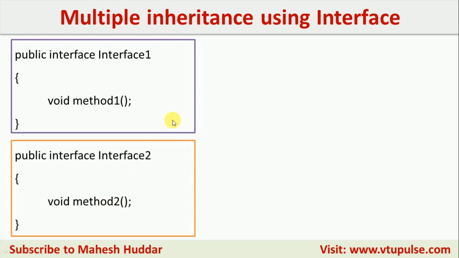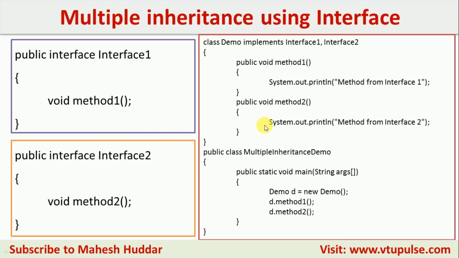Now what I need to do is implement these interfaces, that is interface1 and interface2, by creating a class here. For that reason I will create one class. You can see here, class Demo. Demo is a class I have created so that I can implement these two interfaces here. I hope you can notice here.